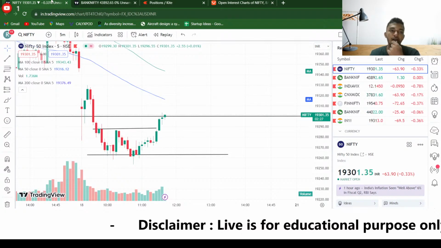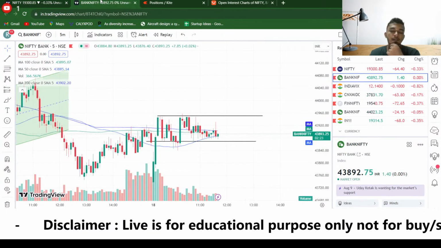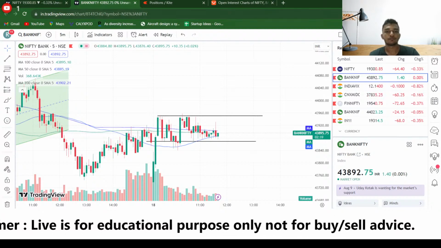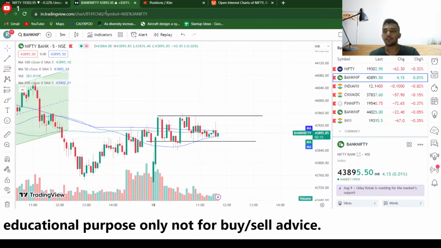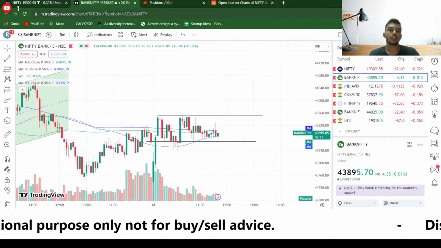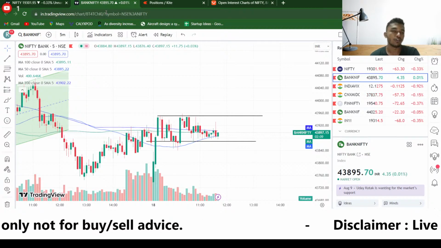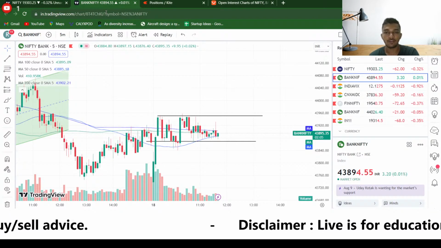In Nifty right now we have gone about 90,300 level. I want Bank Nifty to break the 43,950 area. Once it breaks the 43,950 area, I will be taking another position either on Nifty or on Bank Nifty, most probably on Bank Nifty rather than on Nifty.